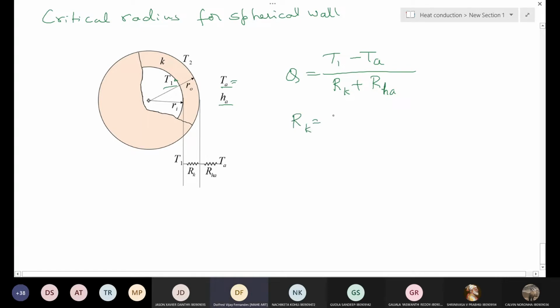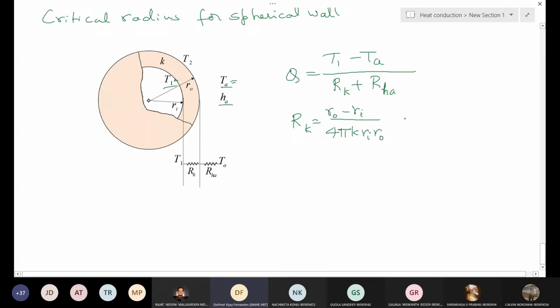RK is nothing but, can you tell me? Who will tell me? R outer minus R inner divided by 4 pi K R inner R outer. Okay, this is the conduction resistance.